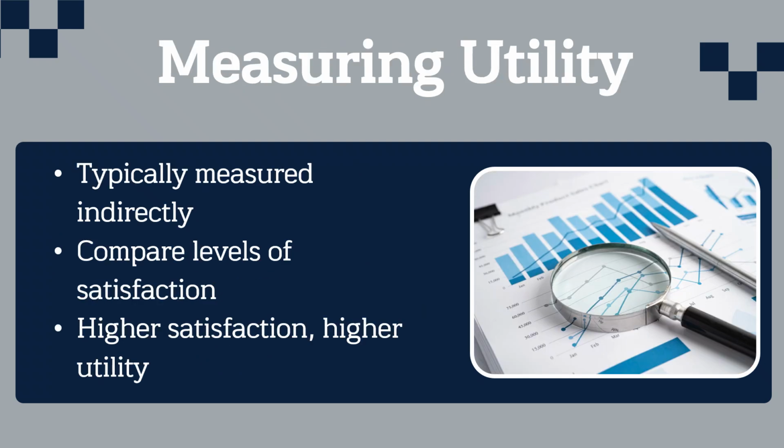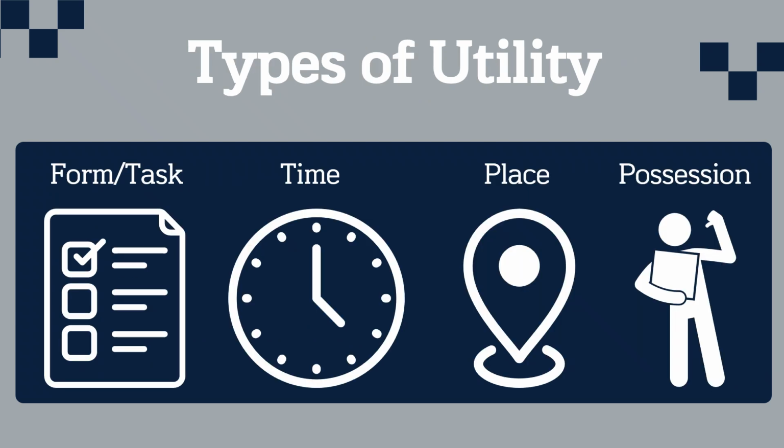Now, typically, utility is measured indirectly. It's used to compare levels of satisfaction, and higher satisfaction generally means higher utility. But as far as the types of utility, there is form and task, time, place, and possession.